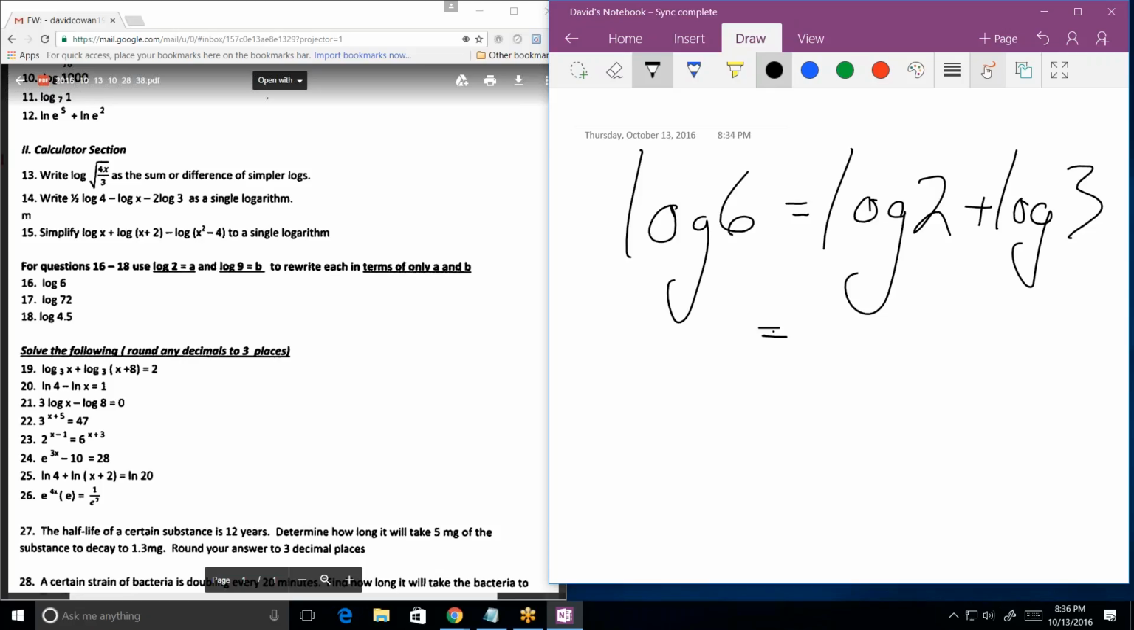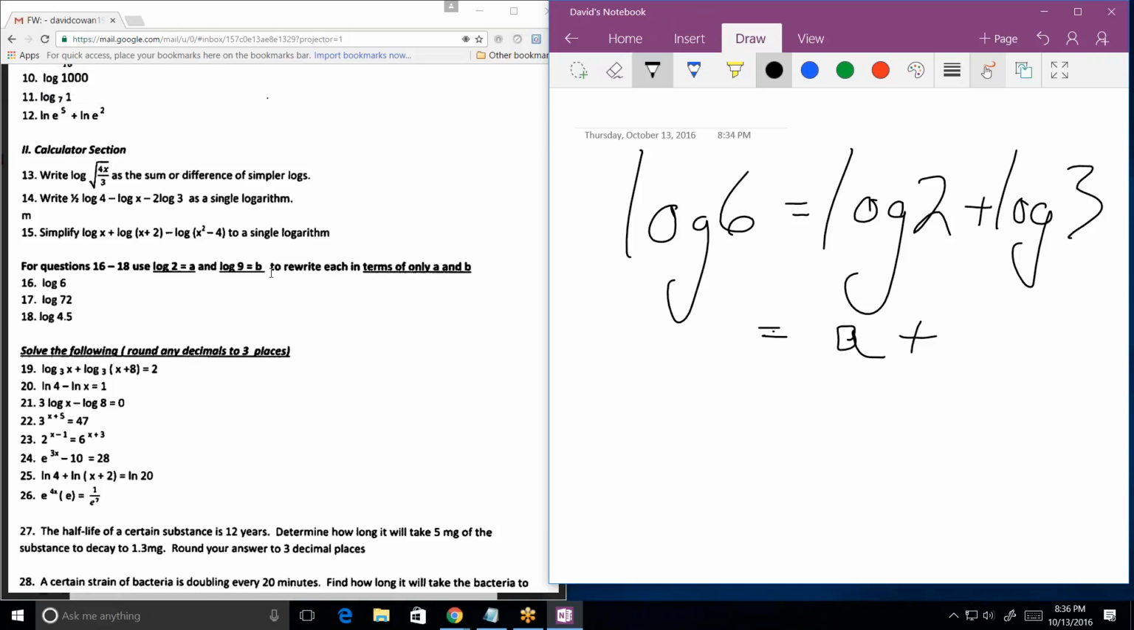Well, the log of 2 is a plus, that is, if the log of 9 is b, then this is 1/2 the log of 9. You see that?